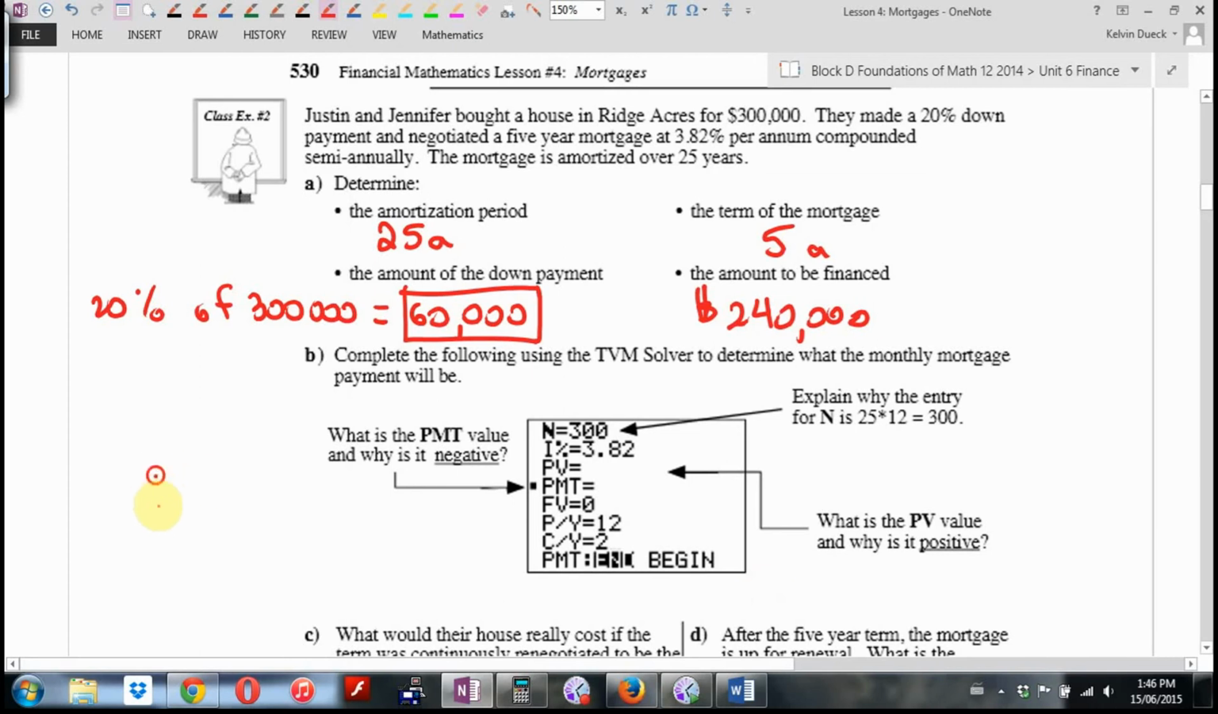Okay? So $1,239.14. I'll put a negative there because that's what our calculator said. Negative because that's what we're losing. That's the money we're putting out.